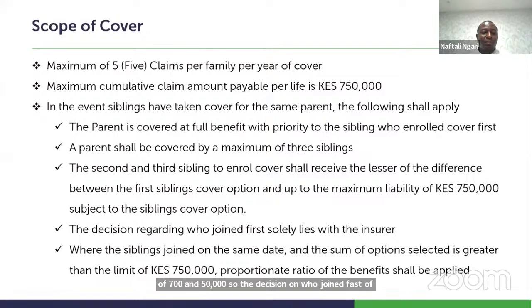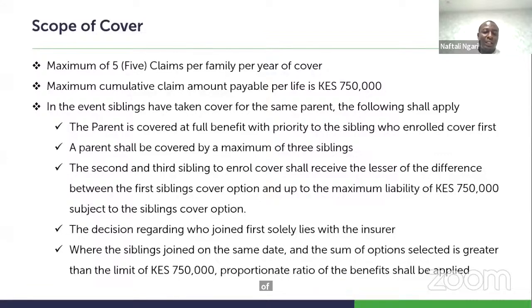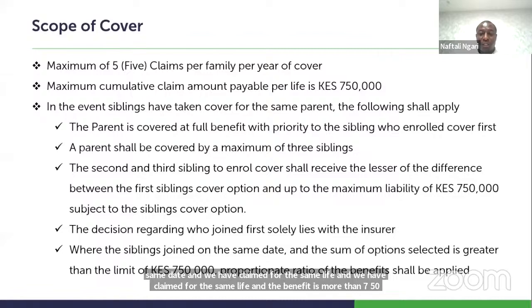Of course, the first person to make the claim will get priority, and so it is on a first come first served basis. And when siblings joined on the same date, then the proportionate ratio of benefits shall be applied. So if we all joined on the same date and we have claimed for the same life and the benefit is more than 750,000, then we shall apply proportionate ratio for the benefit.